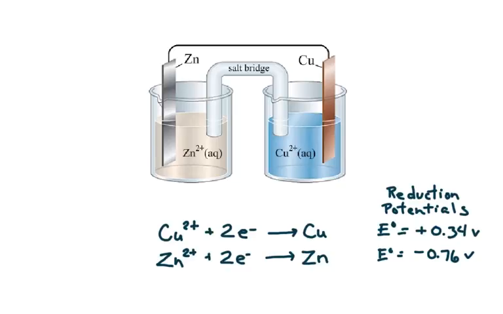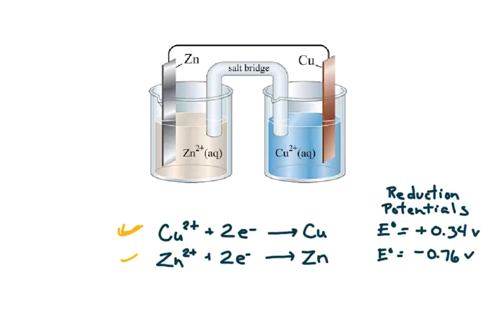So let's go back to our standard cell here, the one we've been playing with quite a bit. This is a zinc copper cell. It's called a Daniell cell. And so, if we look up its reduction potentials, we're going to find copper has a reduction potential of positive 0.34. Zinc is negative 0.76. Of those 2, we know that the copper is more likely to be reduced than the zinc.